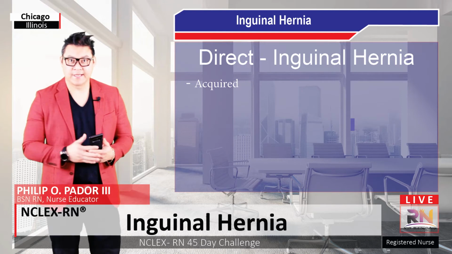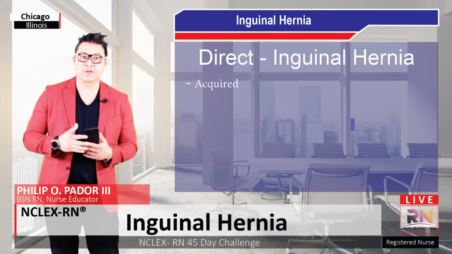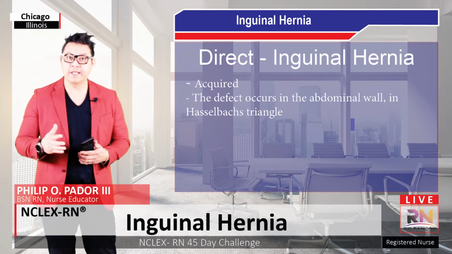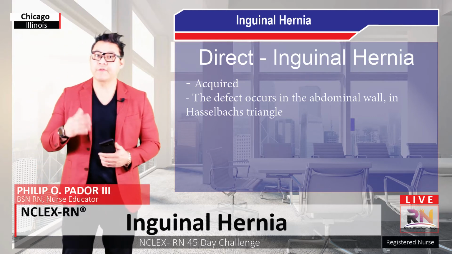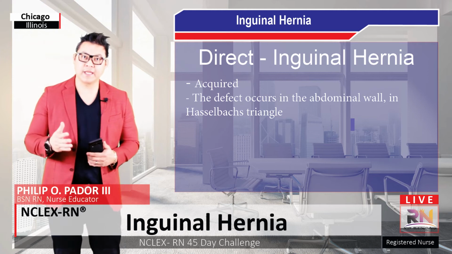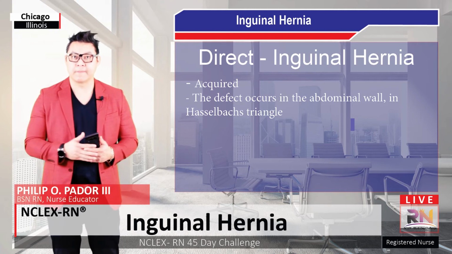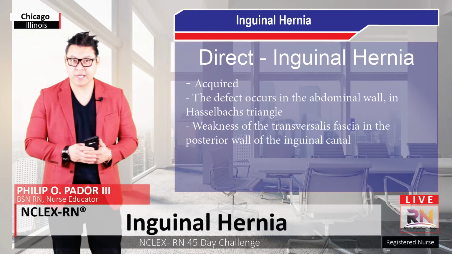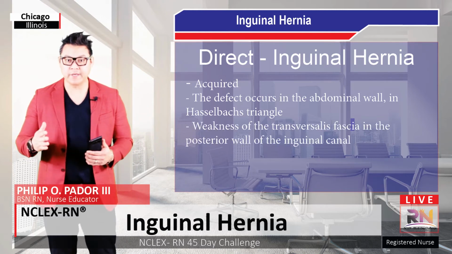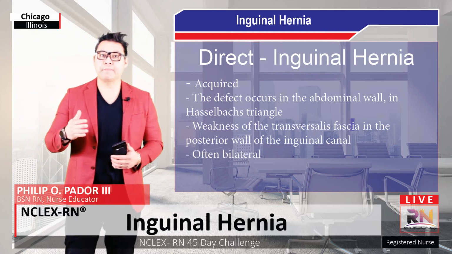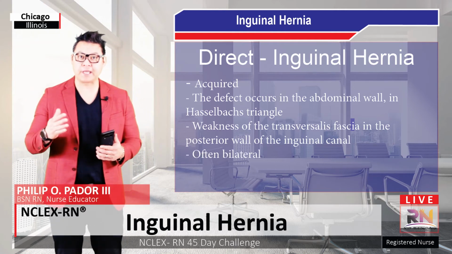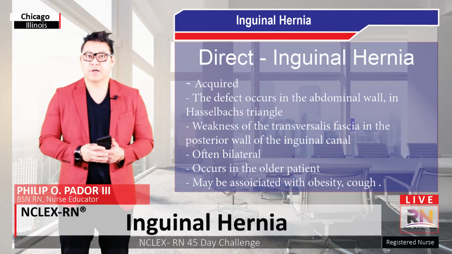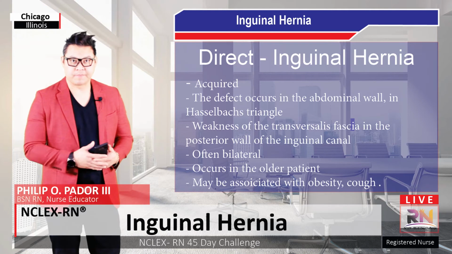Direct inguinal hernia. This is acquired. The defect occurs in the abdominal wall in Hesselbach's triangle, bounded by the inguinal ligament inferiorly, the inferior epigastric artery laterally, and the lateral border of the rectus muscle medially. It is due to a weakness of the transversalis fascia in the posterior wall of the inguinal canal. It is often bilateral and occurs in older patients and may be associated with obesity, cough, constipation, prostatism.